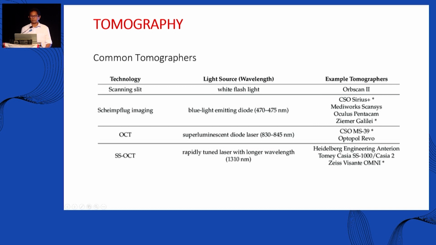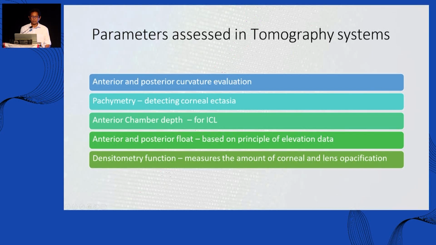So for tomography, there are many types of tomography machines available, but what we use is Scheimpflug imaging. We had at Navaloka earlier the scanning slit technology, which was the ORBSCAN, but now what we use is the Scheimpflug imaging, the Pentacam. That's what we use for pre-op assessment.